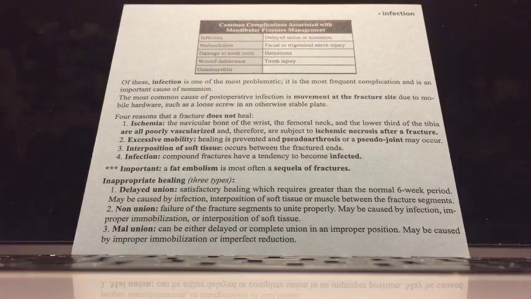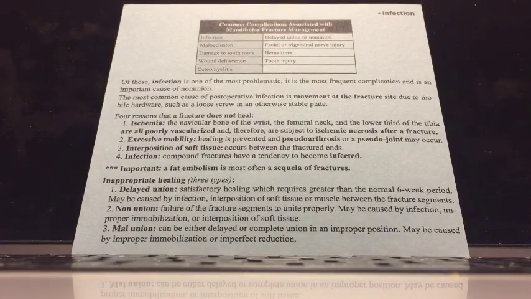Non-union is a failure of the fracture segments to unite properly. May be caused by infection, improper immobilization, or interposition of soft tissue. And malunion can be either delayed or complete union in an improper position. May be caused by improper immobilization or imperfect reduction.